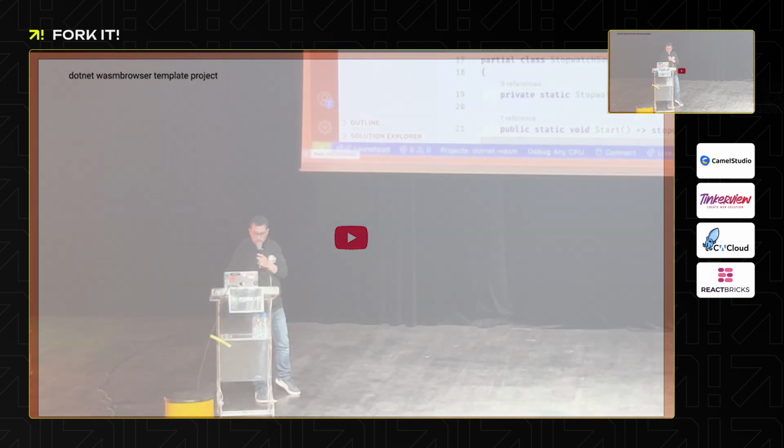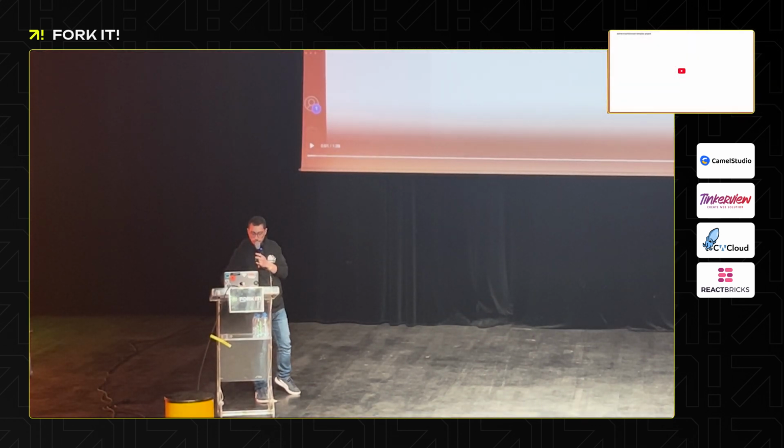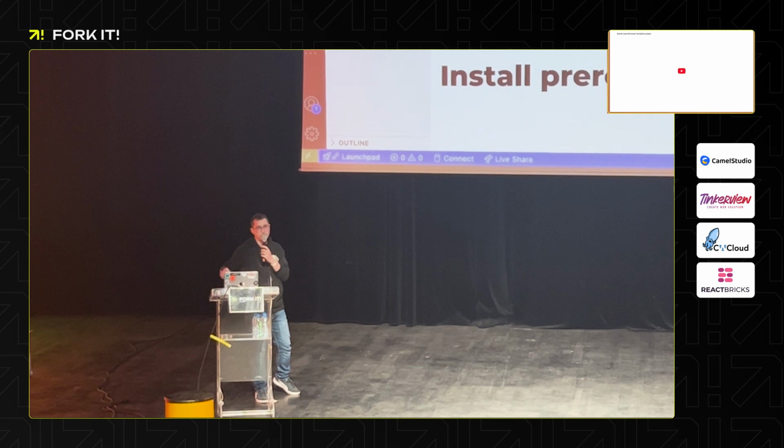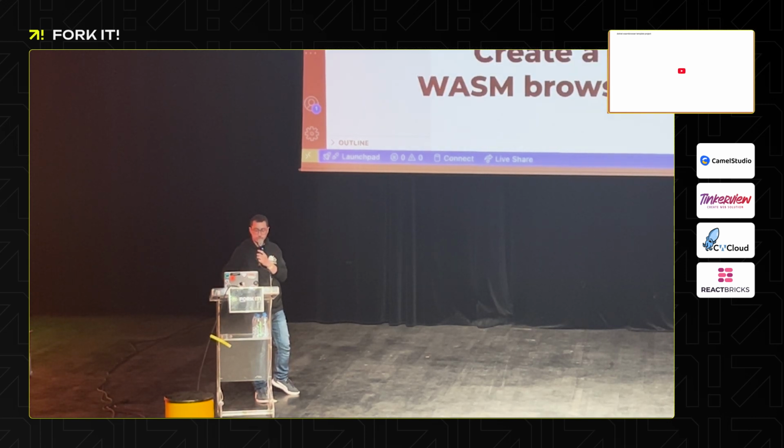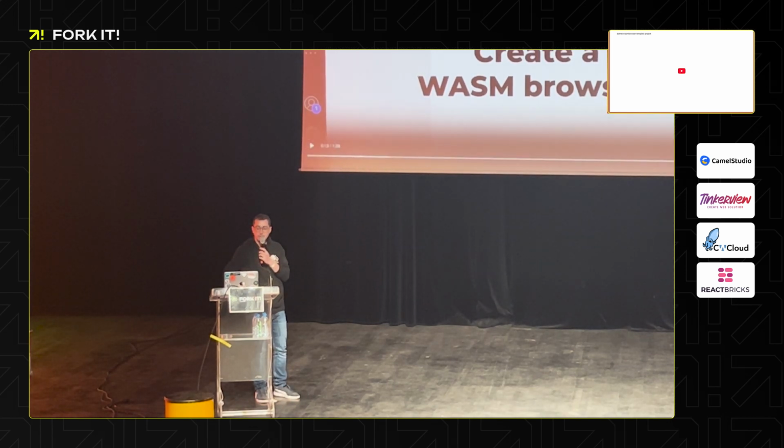Let me show you a small video to show you how it works. We are on VS Code, and here we install the prerequisites. It's just some additional tools that allow you to compile your C# into WebAssembly. After that, you create a project from a template. By running this command, you get all the necessary files and a starter project to write WebAssembly code in C#.